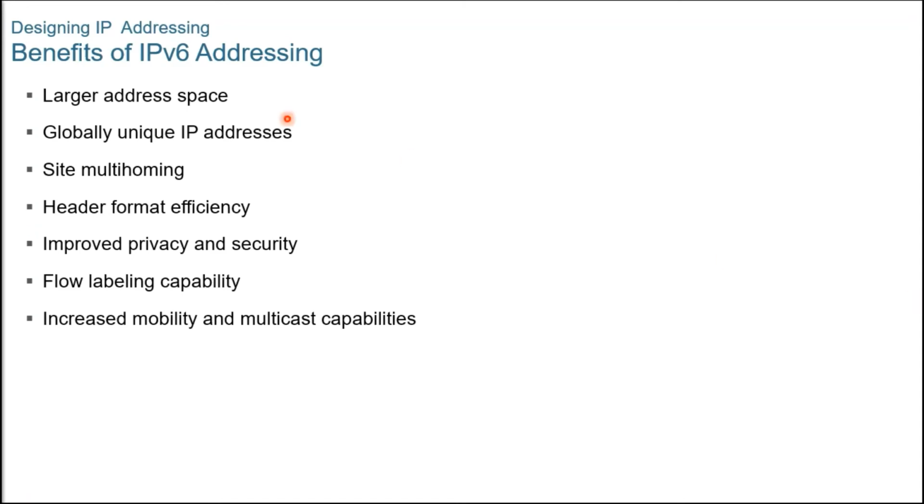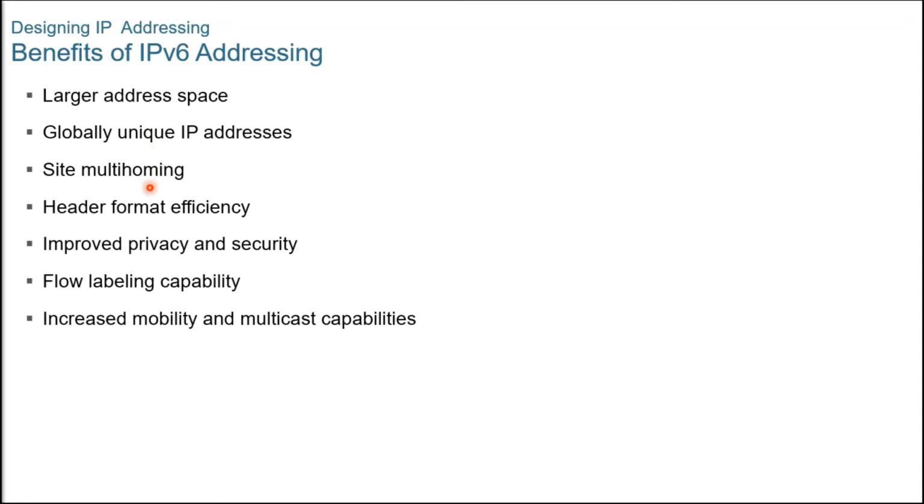First, you've got a larger address space. IPv6 addresses are 128 bits compared to IPv4's 32 bits. This larger addressing space allows more support for addressing hierarchy levels, a much greater number of addressable nodes, and simpler auto-configuration of addresses. Next would be globally unique IP addresses. Every node can have a unique global IPv6 address, which eliminates the need for network address translation.